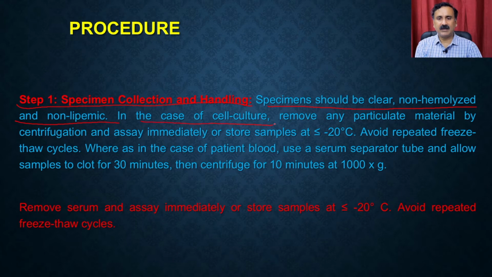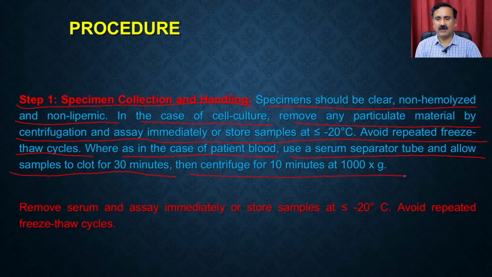In the case of cell culture, remove any particulate material by centrifugation and assay immediately or store at -20. Avoid repeated freeze-thaw cycles, whereas in the case of patient blood, use serum separating tubes and allow the sample to clot for 30 minutes, then centrifuge for 10 minutes at 1000 g. You can remove the serum and assay immediately or store at -20. Avoid repeated freeze-thaw cycles.